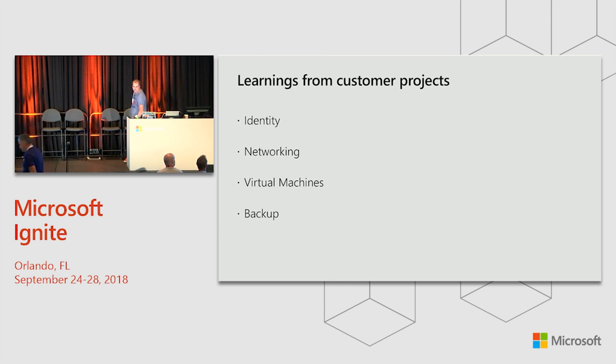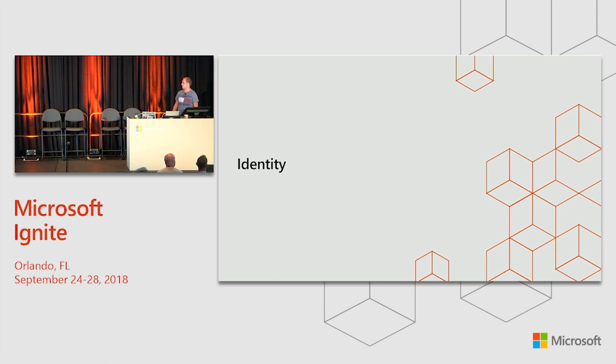So we'll cover mainly 4 areas here. So identity, networking, virtual machines, and backup. What are the things you need to do to make those secure in your environment? And let's just start from the top. Identity.